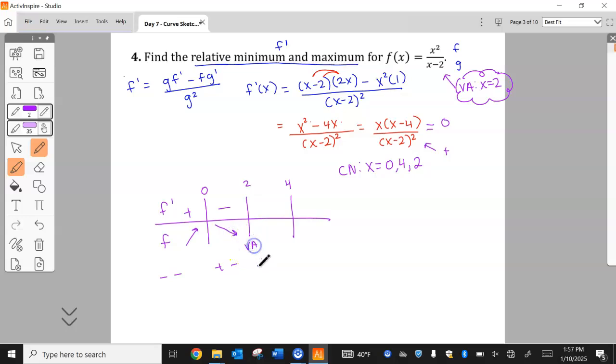I'm going to remind myself that 2 is a vertical asymptote. When I plug in 3, this part will be positive, 3 minus 4, that'll be negative. So I'm still decreasing. And then when I plug in, let's say 5, that's positive, giving me a positive times a positive.